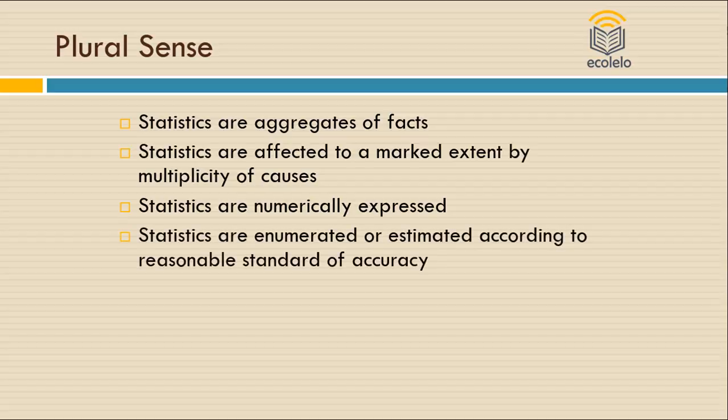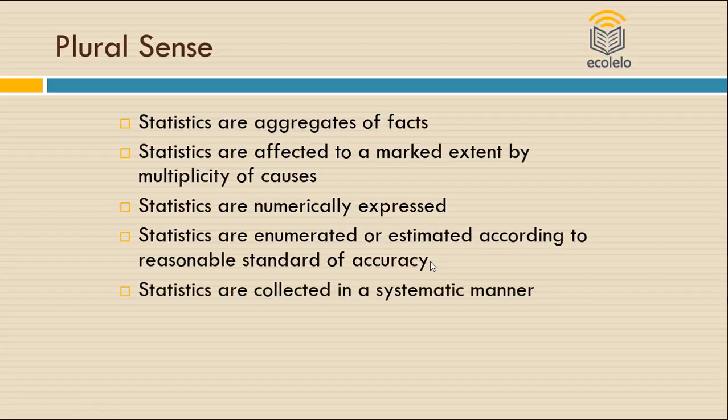Then, statistics are enumerated or estimated according to a reasonable standard of accuracy. So when you are collecting or estimating data, it is not necessary that it be 100% accurate. There is a reasonable standard of accuracy. There could be 98% accuracy, 95%, 96%.